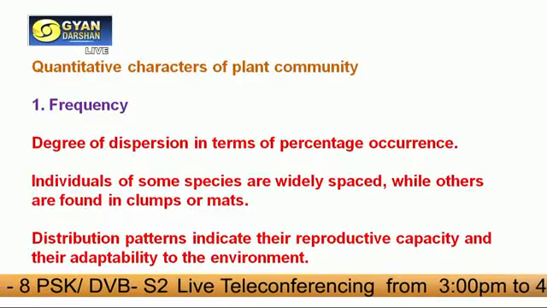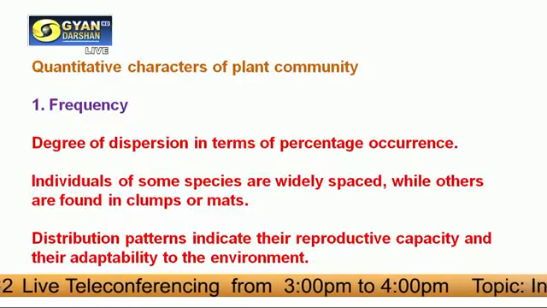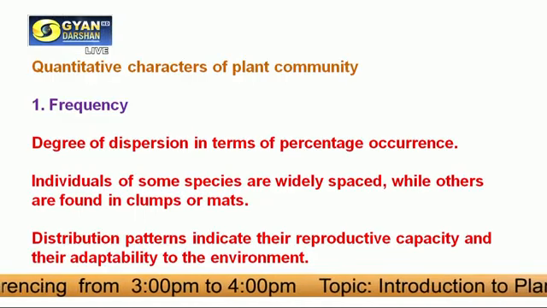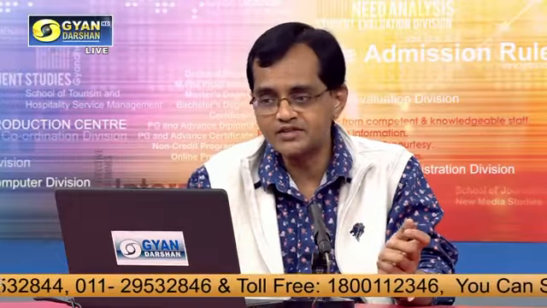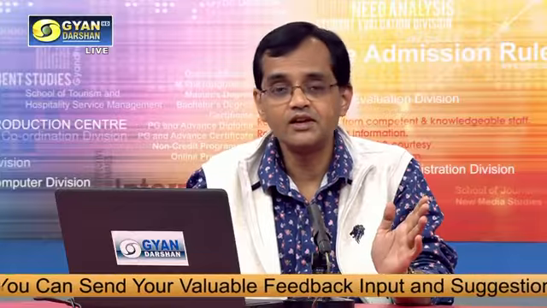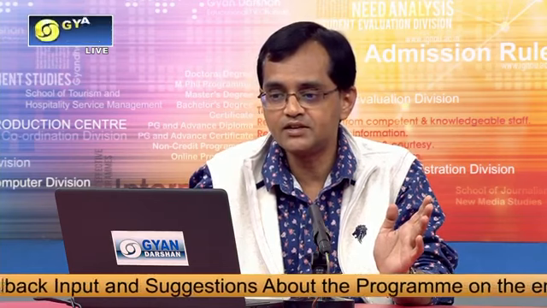So there can be some species which are widely spaced. There can be some species which are found in clumps or mats. Like you must have seen the bryophytes, the mosses. Mosses mostly clump together. During the rainy season, you might have seen that the mosses on the brick walls and all, they clump together. They form mats. Whereas there are some other species which can be widely spaced, and there are some species which again form kinds of clumps. So that is what is actually meant by frequency.